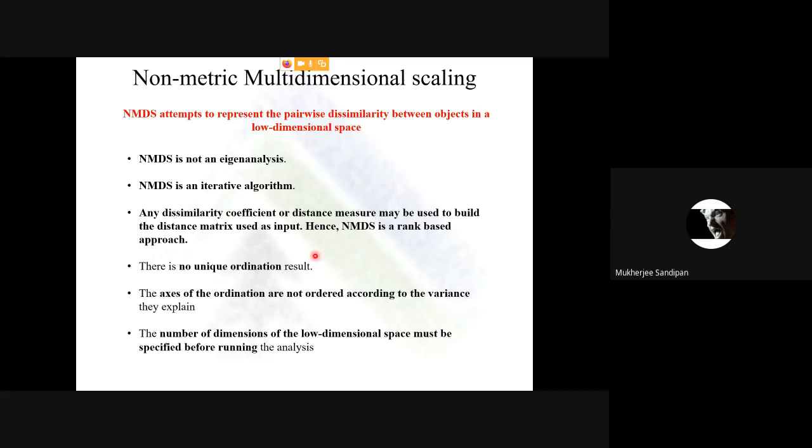So there is no unique ordination result. It is not similar to PCA. When you do PCA, your first principal component will have the highest explained variance, then your principal component 2 will have the second highest explained variance. But for NMDS, it is not like that. It is more user defined. So you have to define from the beginning how many dimensions you want and how you want to reduce them, and then you plot them all together. The number of dimensions of the low dimensional space must be specified before running the analysis.